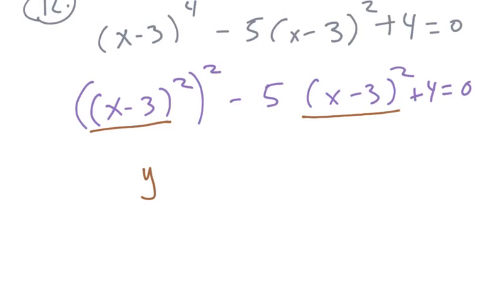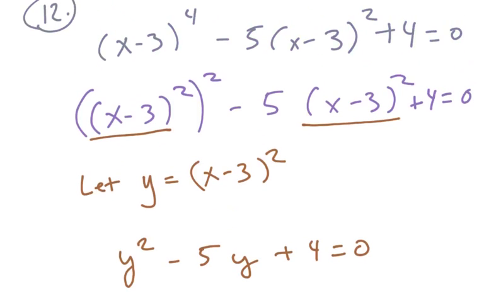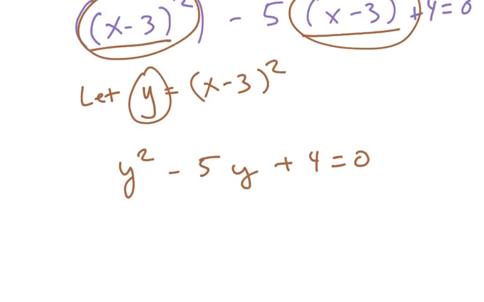So then I'm going to say let y equal (x minus 3) squared, and I'm doing this so that I can now say y squared minus 5y plus 4 equals 0. So look at what I did here. I got it such that (x minus 3) squared matches, I replaced it with y, and I rewrote it as something that's very easy to factor. So what times what is 4, and when you add gives you negative 5? That's going to be negative 1 and negative 5.